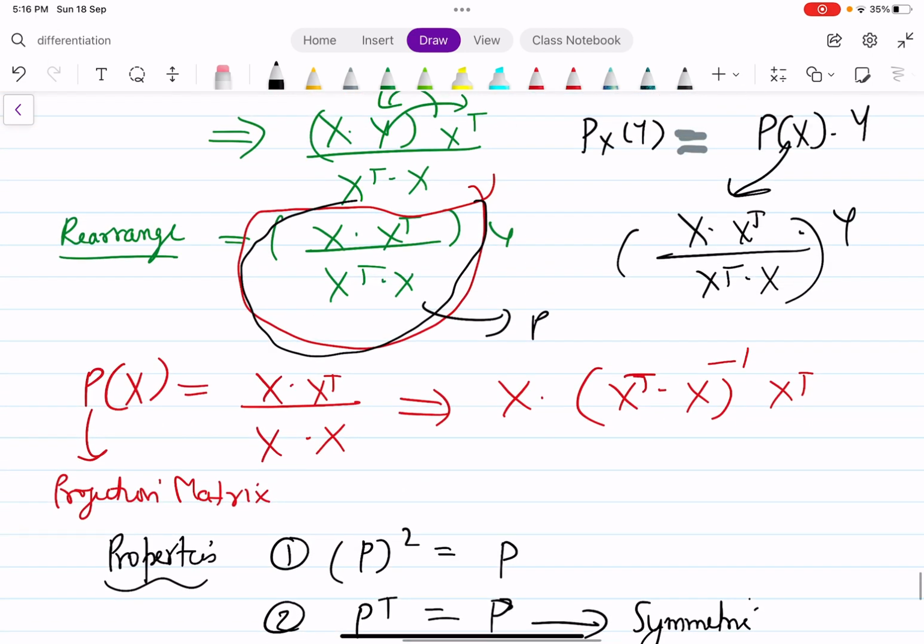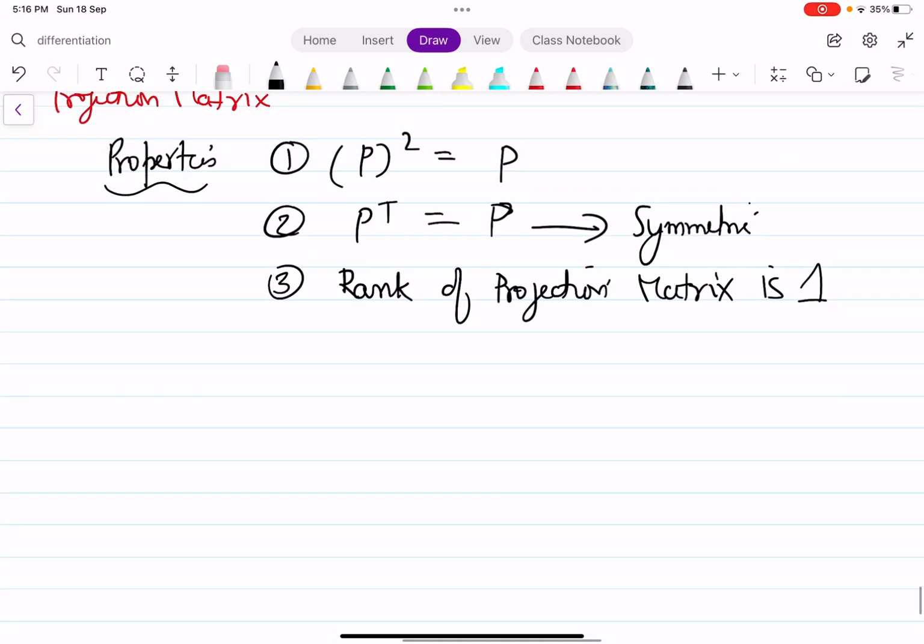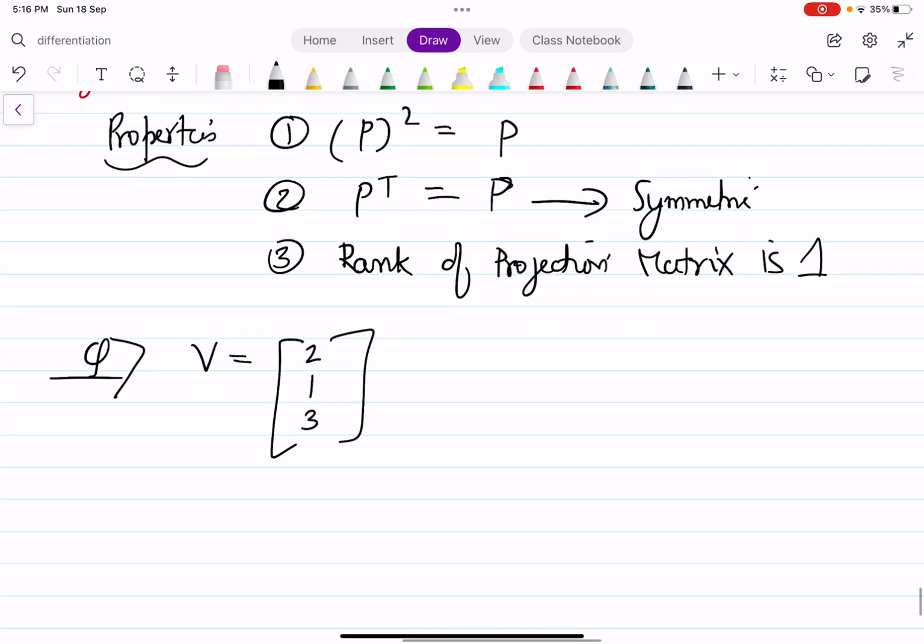Okay, so let's take a vector for example and let's check the projection matrix of that vector. So the example that I take is I have to find the projection matrix for V, which is 2, 1, 3. So this is my V. So what is my formula? Again, you remember the formula.